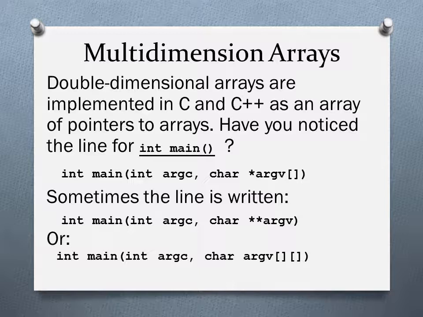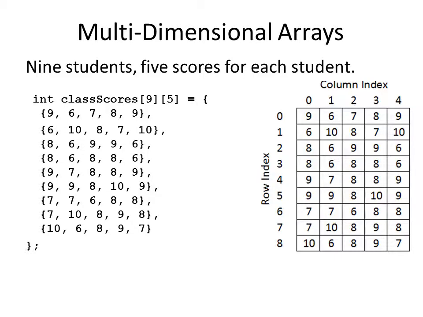Here's some information about multi-dimensioned arrays. Double-dimension arrays are implemented in C and C++ as an array of pointers to arrays. Have you ever noticed the line for main where it says int main, int argc, comma, character star argv, open, close square brackets? For example, here's a multi-dimensional array. Suppose I have 9 students with 5 scores for each student. The way I could initialize the array, I could say int class scores, open square bracket 9, close square bracket, open square bracket 5, close square bracket, and then a list of all my scores.